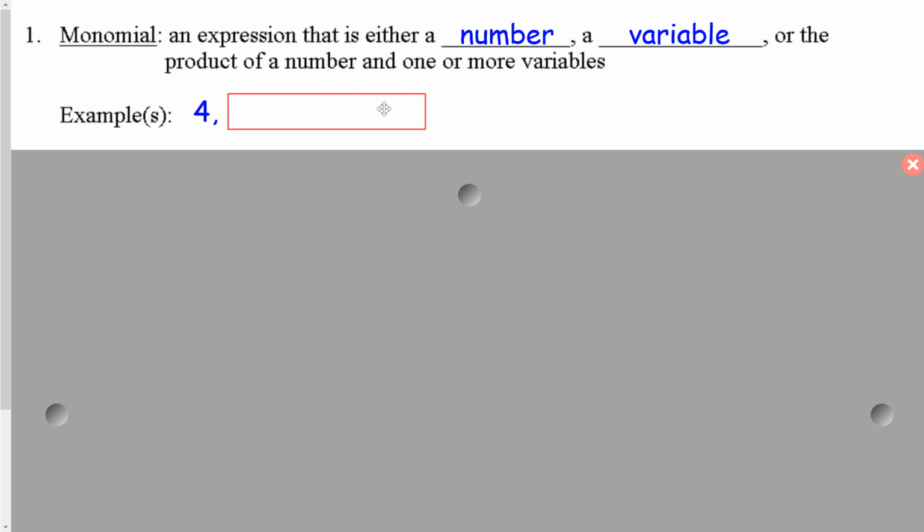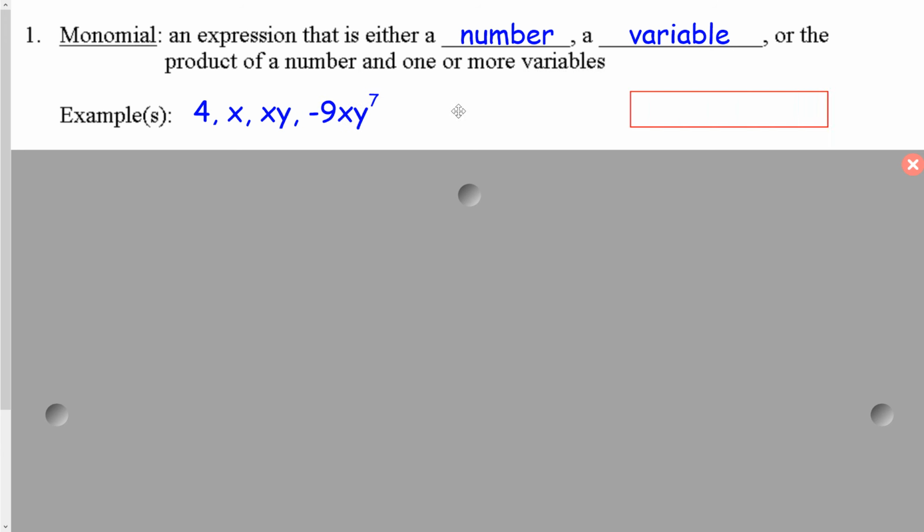So 4 would be an example of a monomial. X, or any variable, is an example of a monomial. Here we have x times y, which is the product of two variables. Or we could have something like negative 9xy to the 7th, which would be one monomial. All of those are being multiplied together.